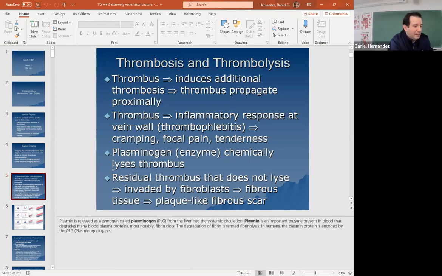Plasminogen is an enzyme that chemically lyses thrombus. So the body releases this plasminogen to try and break down the thrombus itself. That's why when a patient has a DVT, we only administer anticoagulant to prevent new ones from forming, because the body is doing the job itself to try and break down these clots. It's the body's releasing this plasminogen, this enzyme that's chemically breaking down the clot itself.